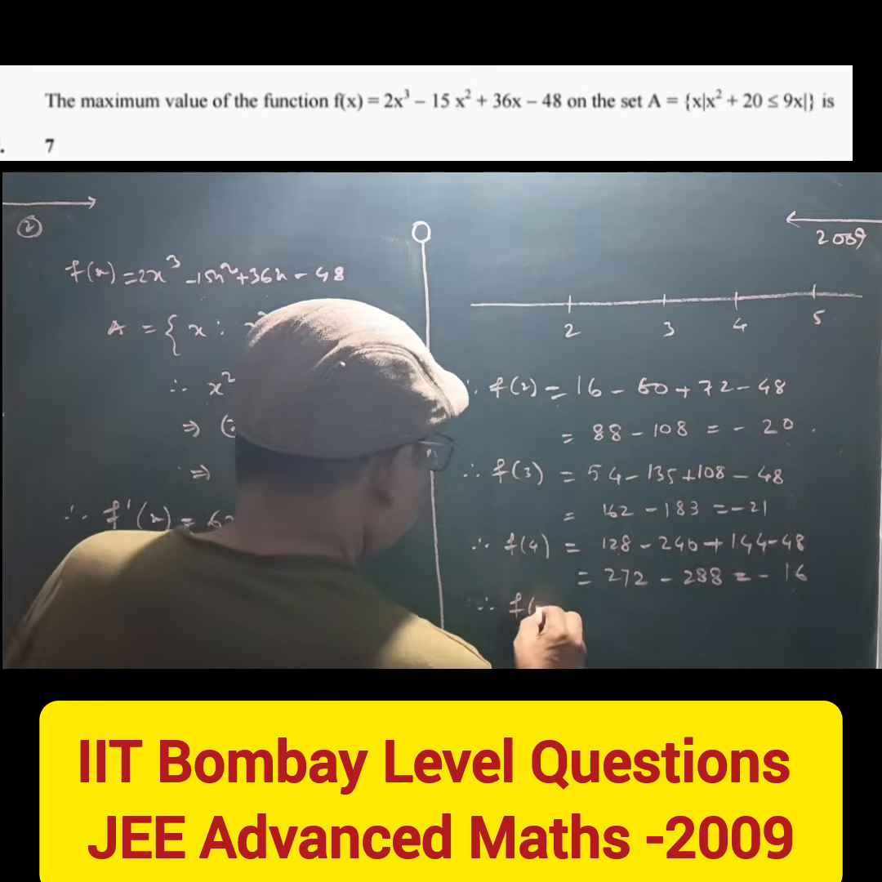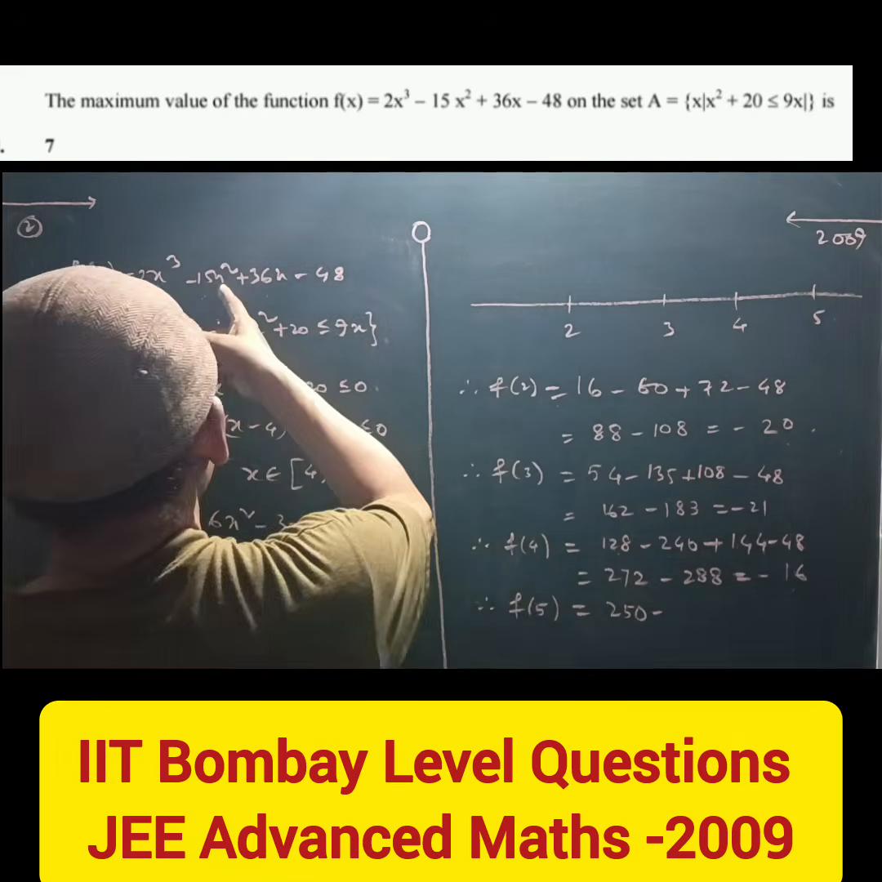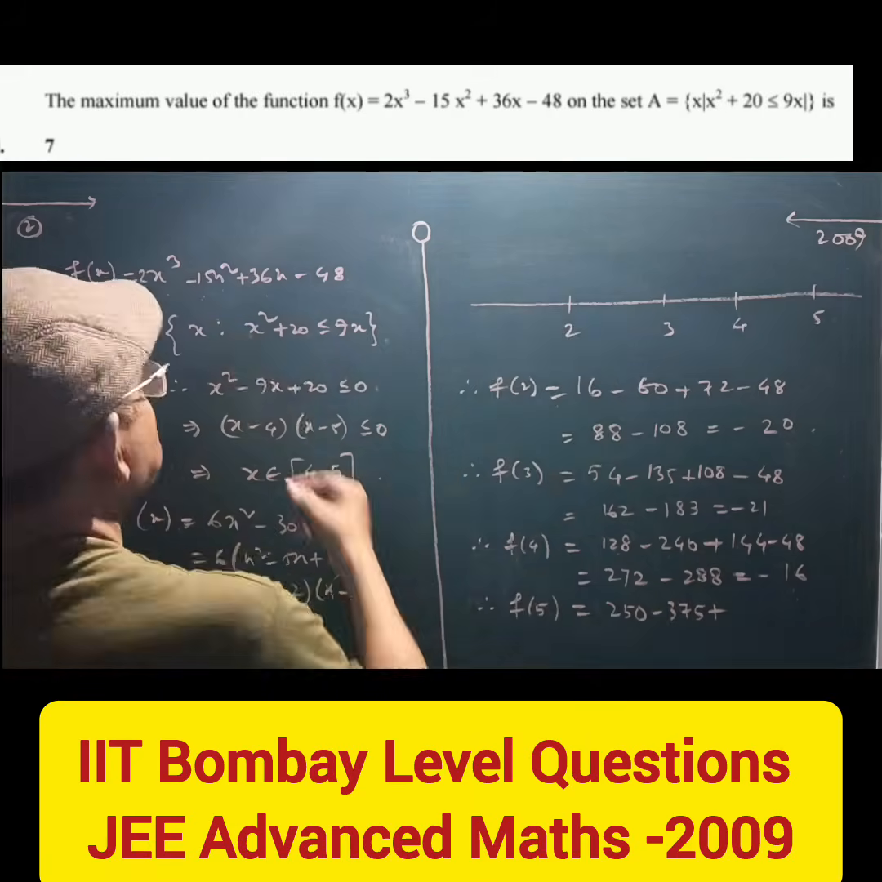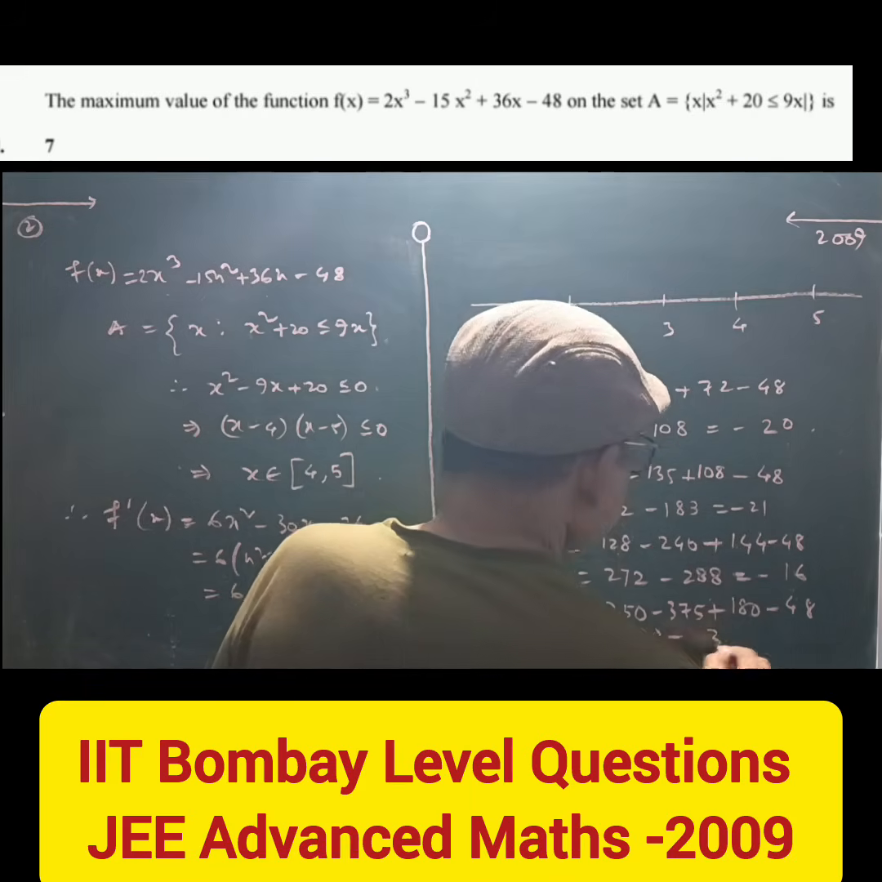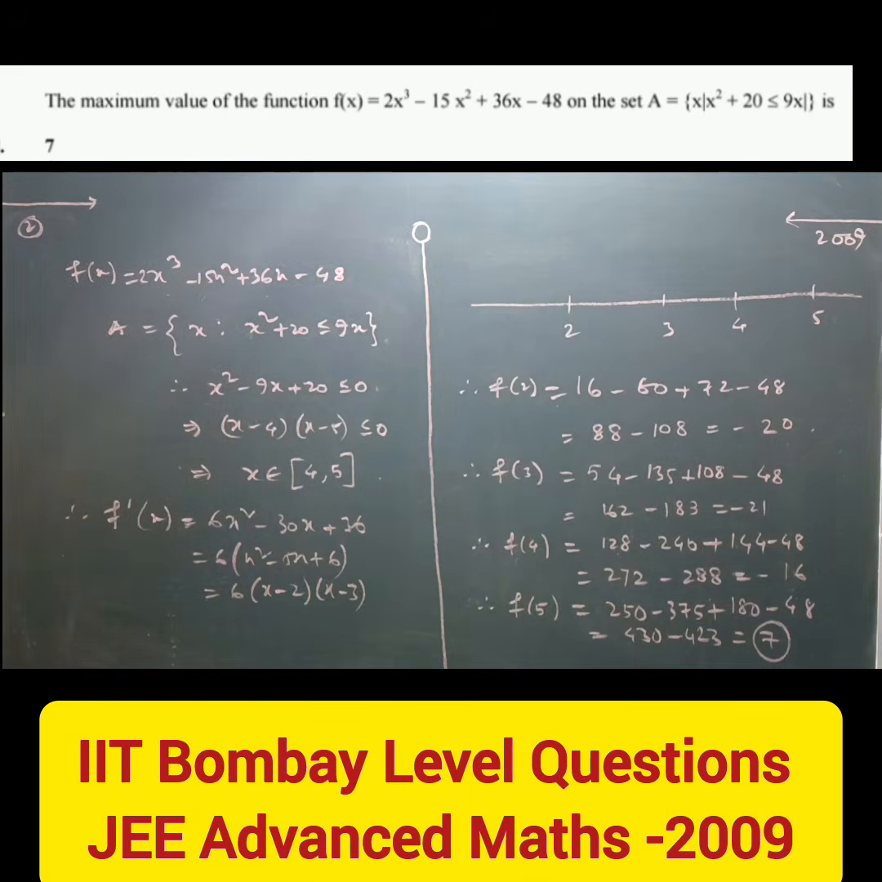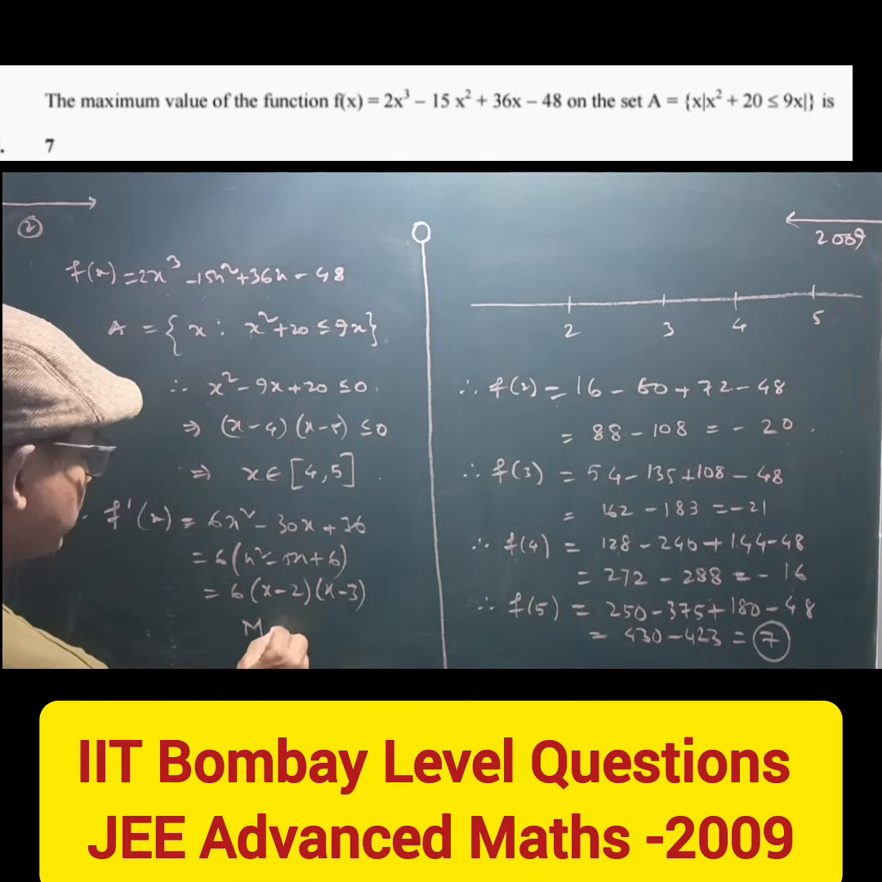And f for 5. What is the value of f for 5? 250 minus 375, plus 180 minus 48, so that is equal to 7. What did we have to find? We had to find the maximum value. So the maximum value is equal to 7.